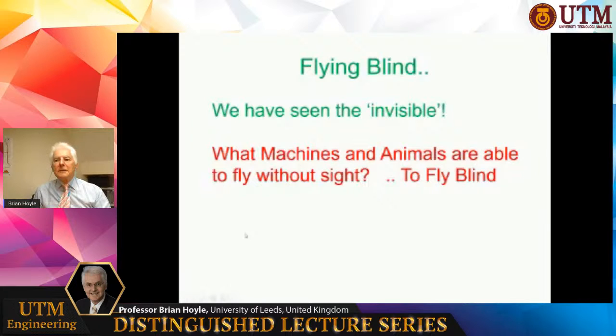So let's move on to our second sensing challenge, which I thought was quite interesting because it's one that we perhaps don't really think of. And that is what machines and animals are able to fly without sight. Thinking of moving around without sight as a sighted person is always rather frightening for me, perhaps for you too. So, can you perhaps think of what typical machines are flying around without any visual sensors? And animals that can do this too.